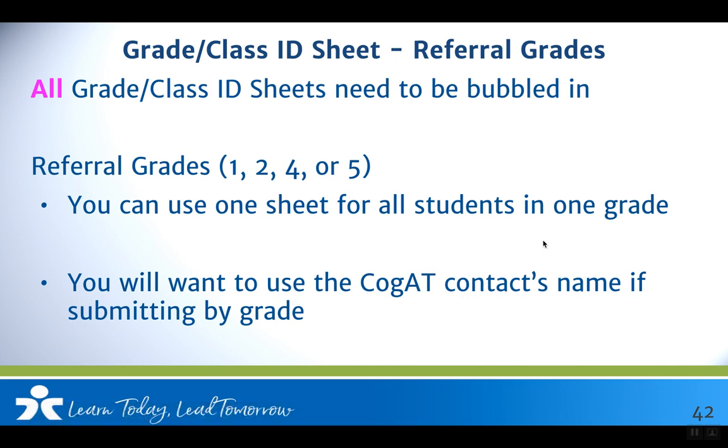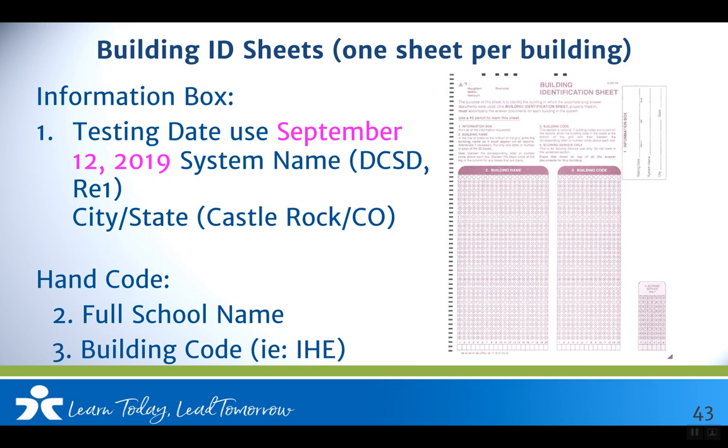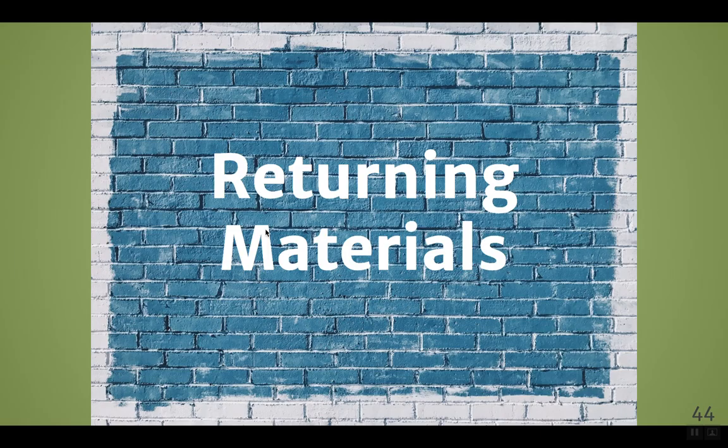Okay. For your referrals, you can use one class sheet per grade level and just use your name for yourself and your students. That way you don't have to do multiple class ID sheets. Let's say for 2nd grade, for all students in the different classes, you just use yours and put it all under one. Okay, and the building one, make sure September 12th, and again, Castle Rock.